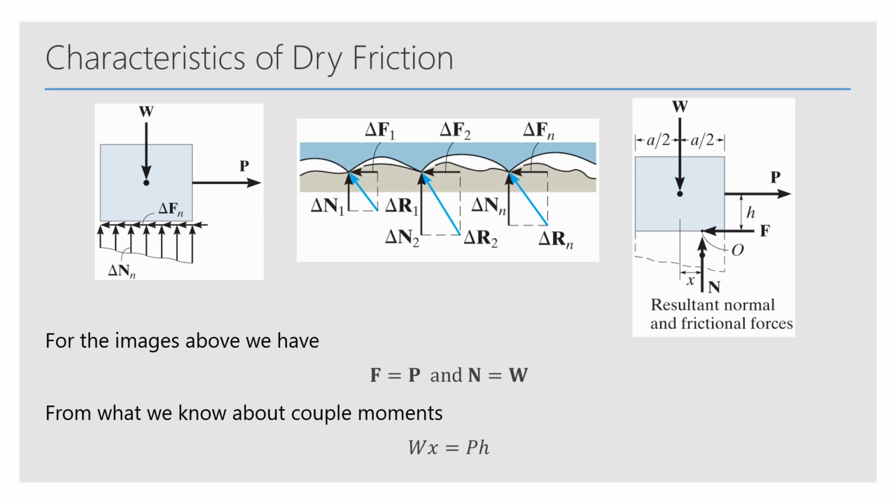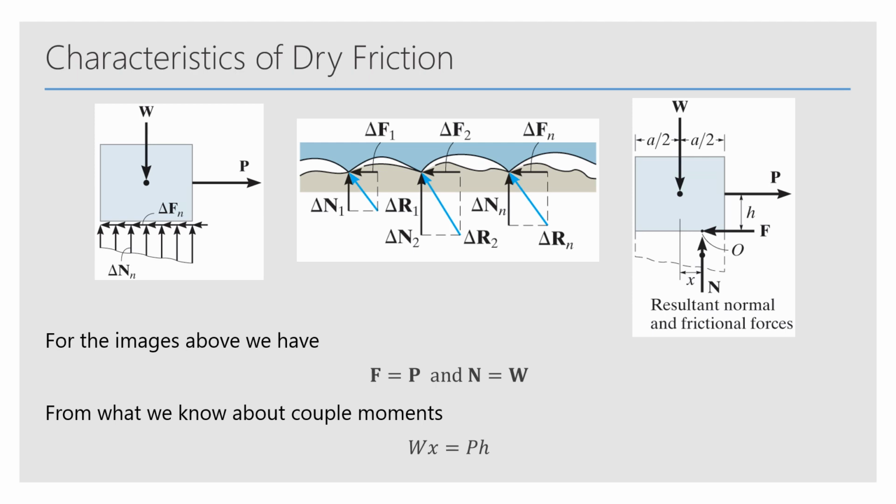For the images above, we have F equals P, which makes sense. That's saying that the friction against the force that's pushing or pulling it, however you may look at it, must cancel out. In order for it to be stationary, the frictional force in the x direction must cancel out with the force that's moving the object. Then we also have the normal force equals the weight. So the force pushing up on the box is the same amount of force that's pushing down on it, which makes sense. This is what keeps it in equilibrium.